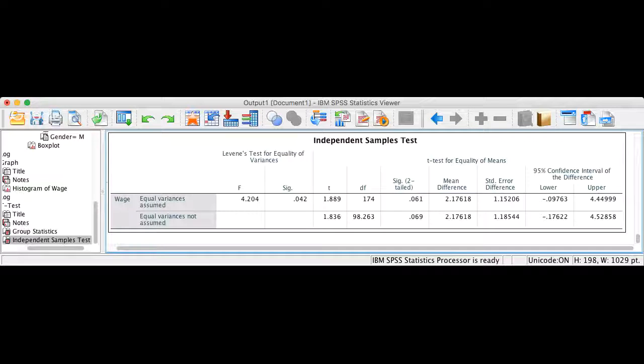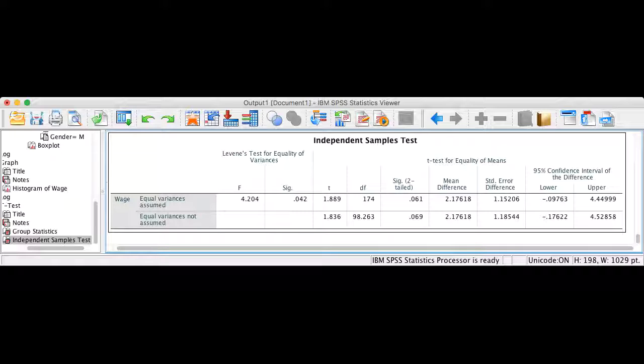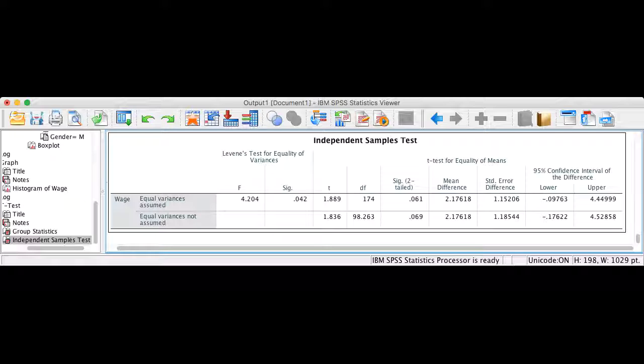This equal variance assumed, yes, I can see it. Then the score is this bottom one, 1.836, and the degrees of freedom is 98.263. Then the confidence interval is negative 0.18 and 4.5253. So that's what it'll look like when it works.